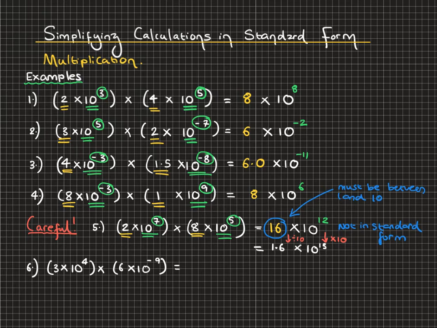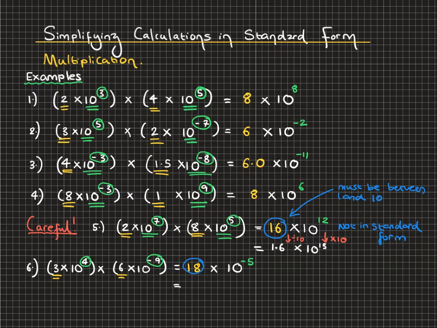So first step, as I said, always easy. 3 multiplied by 6 gives us the 18 at the start of this already. We might be spotting the problem. Times 10 to the power. So 4 add power -9 gives us a power of -5. Now again, here's our issue. The 18 is bigger than 10.